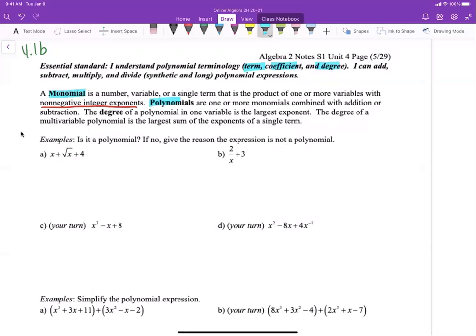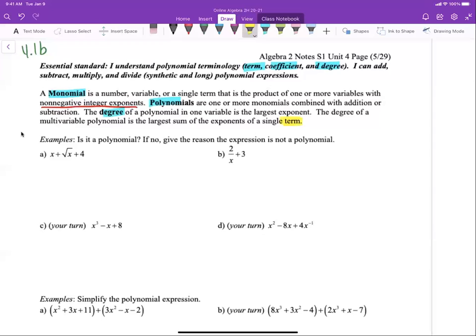The degree of the polynomial in one variable is the largest exponent. So if you only have one variable, the degree of that polynomial is the largest exponent. The degree of a multivariable polynomial is the largest sum of the exponents of a single term. We are only going to be dealing primarily with single variable polynomials at this time, so that last statement won't come into play.